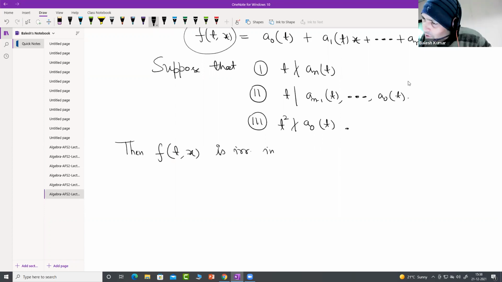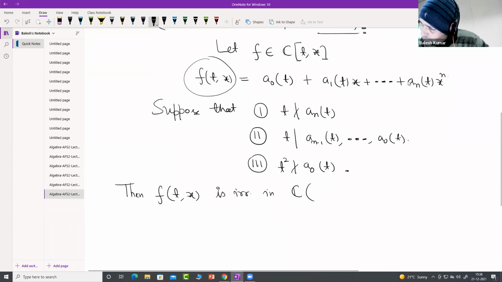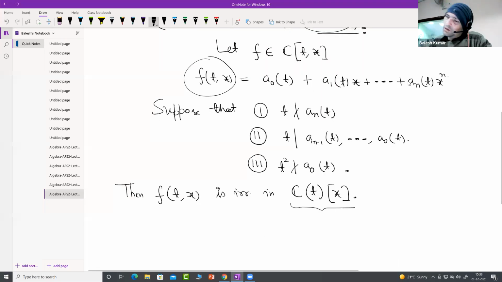irreducible in this polynomial ring over the fraction field of C[t], which will be the quotient field C(t), with polynomials in x. Similar to that, if f is a primitive polynomial, and by primitive I mean that it has no factor which is a polynomial in t alone, that means there is no factor of t inside this f, then one can say that irreducibility in C(t)[x] actually implies irreducibility in C[t][x]. This is similar to the case of integer polynomials: if f is a primitive integer polynomial which is irreducible in Q[x], then it is irreducible in Z[x].